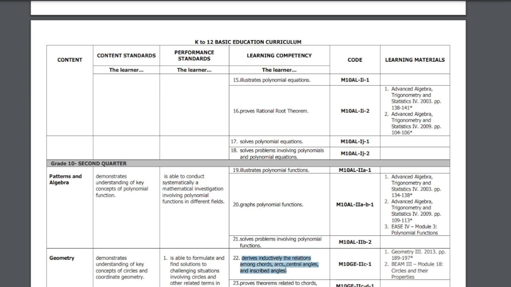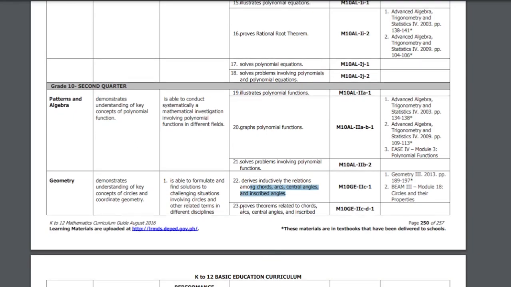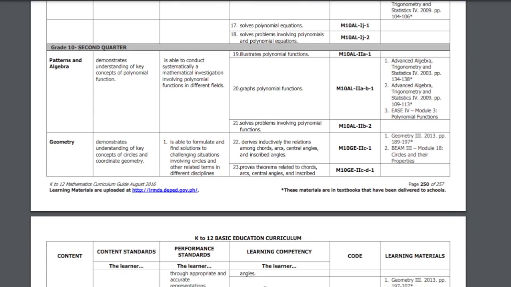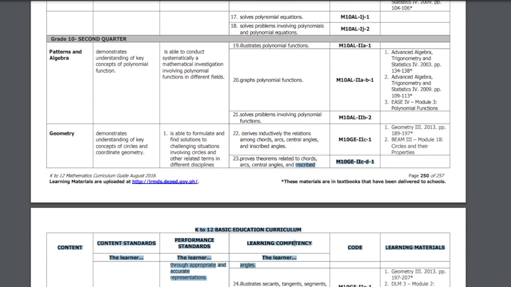And there are going to be a lot of things that we're going to talk about, because you can put triangles and quadrilaterals inside the circle or vice versa. So we're going to derive inductively the relations among chords, arcs, central angles, and inscribed angles. So this is just your terminologies. Then we're going to prove theorems related to chords, arcs, central angles, and inscribed angles. This is going to be fun.